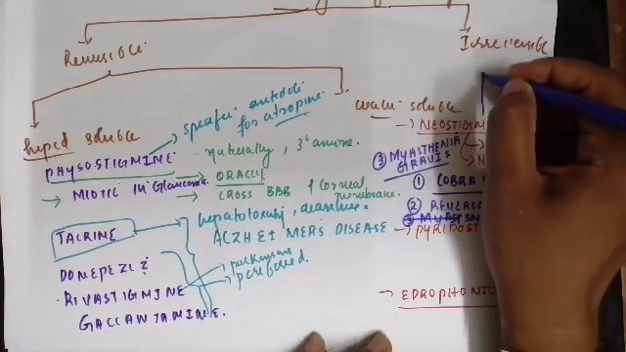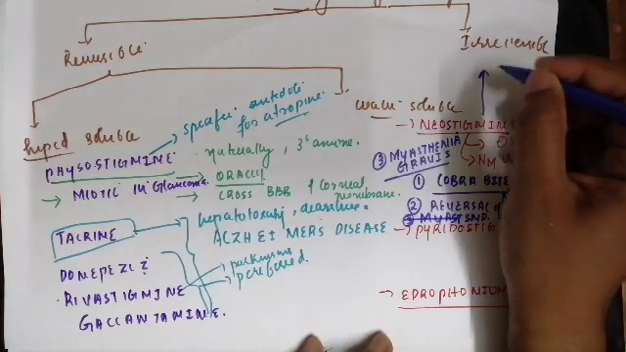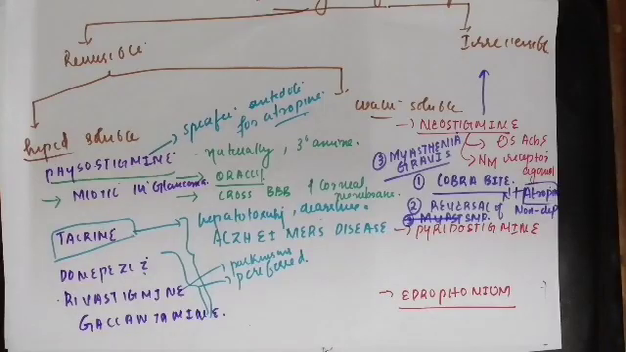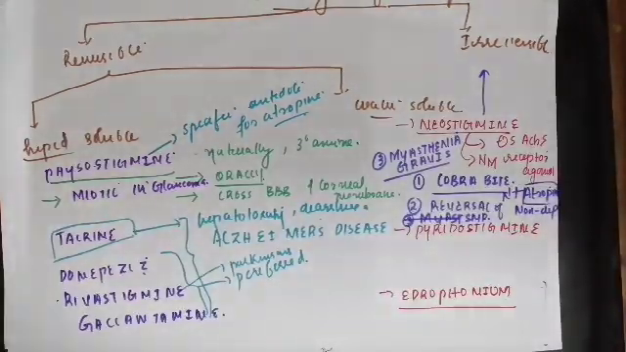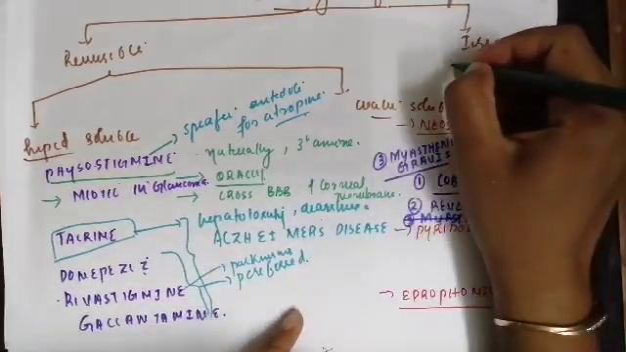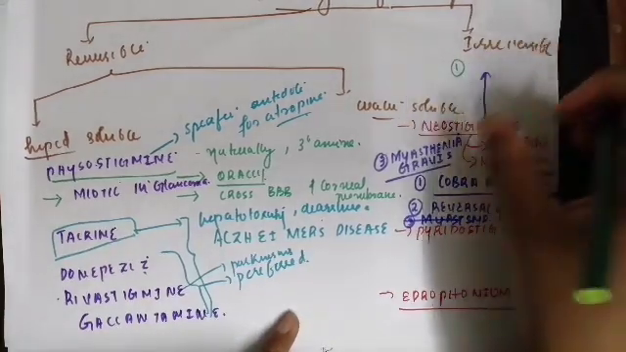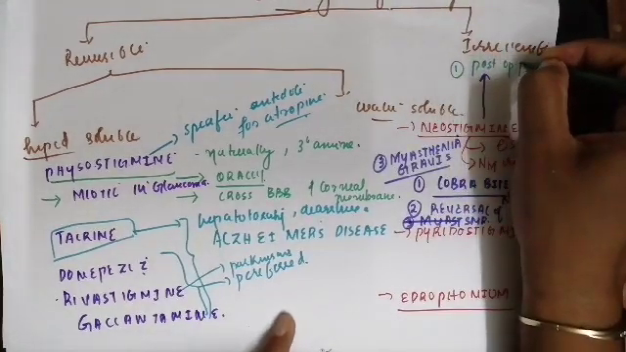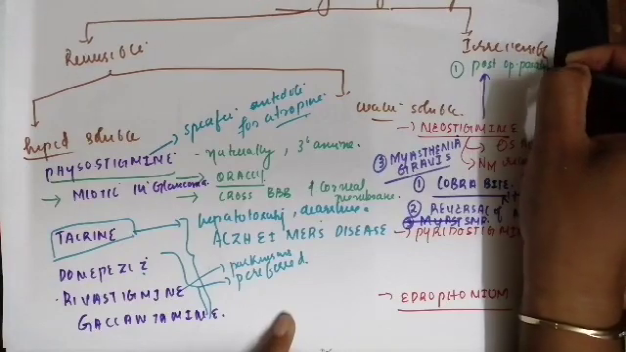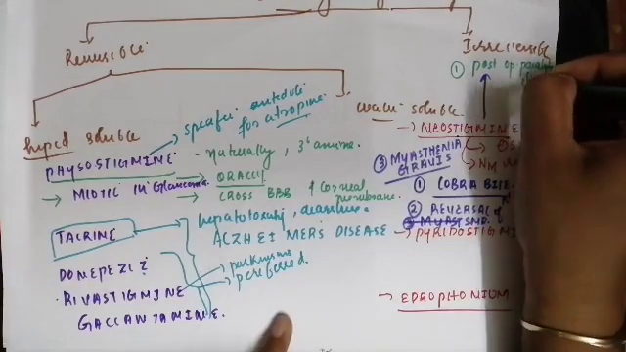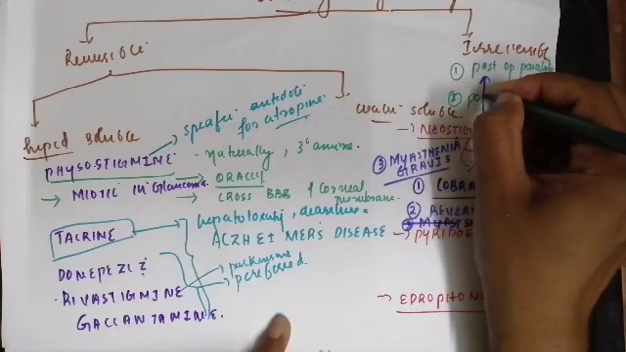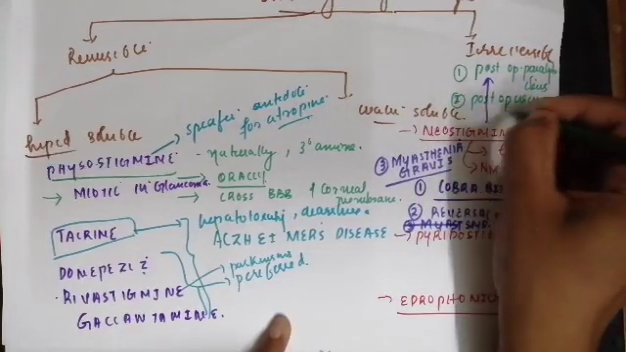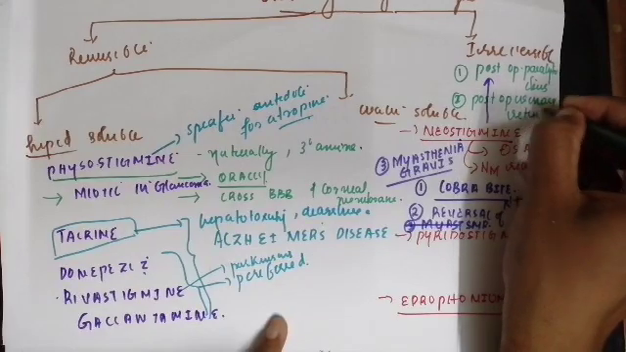And the muscarinic effect of neostigmine can be used in two conditions. Because of its muscarinic effect, neostigmine can be used in postoperative paralytic ileus and postoperative urinary retention. So in these two conditions, we can use neostigmine.